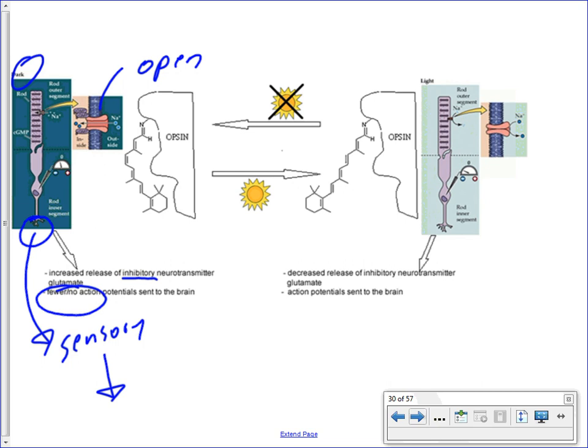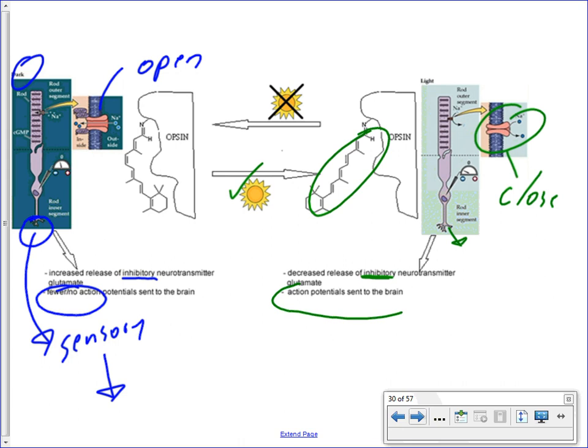What happens when the lights are turned on? Now we're going to have a change in the shape of the rhodopsin. That's going to lead to the closure of the sodium channels, which means the neurotransmitter that's now being released from the end of the rod is going to decrease, but that was an inhibitory neurotransmitter. So less inhibitory neurotransmitter means that now we will have more action potentials, or an increased rate of action potentials, traveling through the optic nerve and going to the brain.